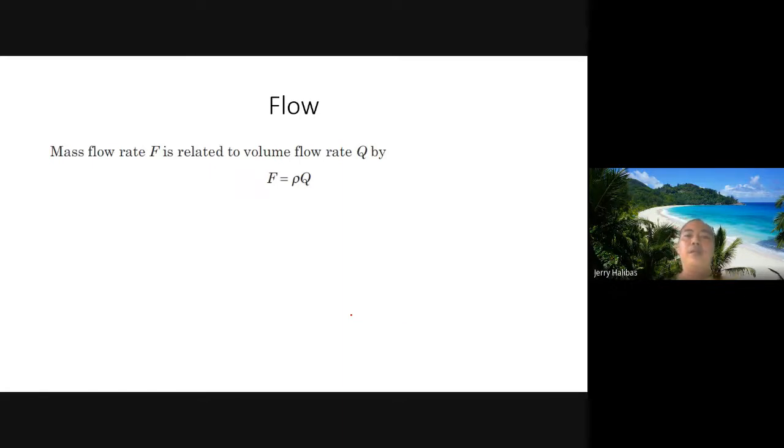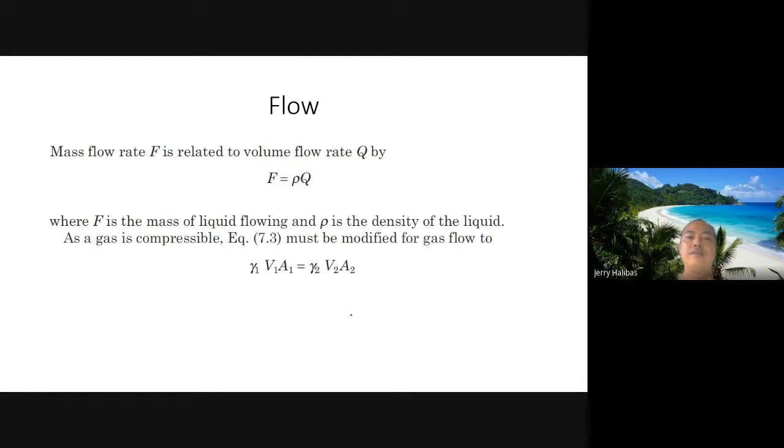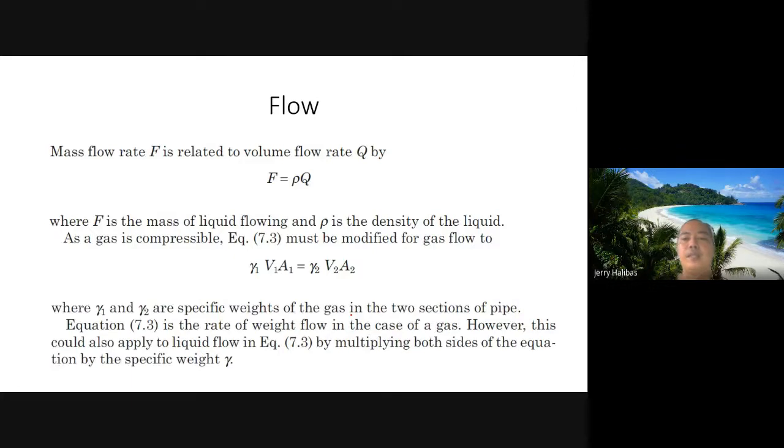Okay, so we go now to mass flow rate or F. It is related to the volume flow rate Q, where F is the mass of the liquid flowing and rho is the density of the liquid. So the formula is modified. Multiply it also by the specific weight. Okay? So you add the specific weight when we are talking about mass flow rate, not just volume, but mass. You know the relationship between mass and volume and density as well as specific weight.